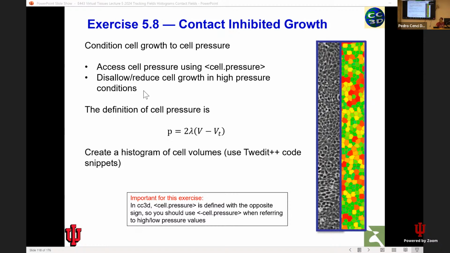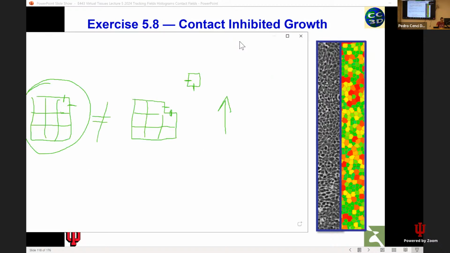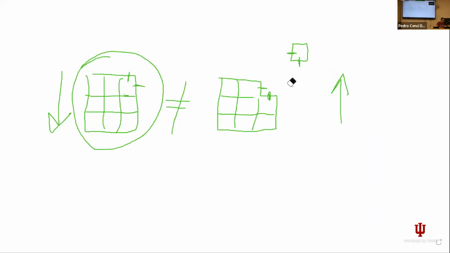Is it a coincidence that that's the derivative of that? No, it's not. In physics, let me go to the whiteboard, because that's a perfect question. The pressure is the rate of change of energy with respect to volume.